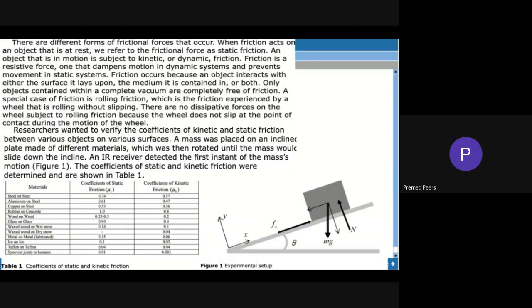The link to the passage is in the chat if it's hard for anyone to read on screen.